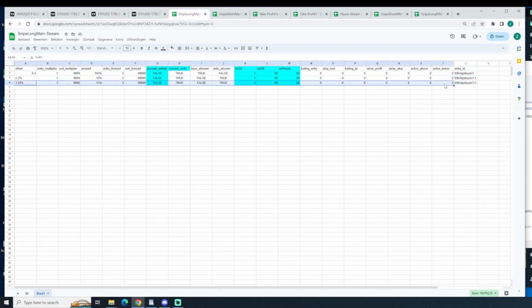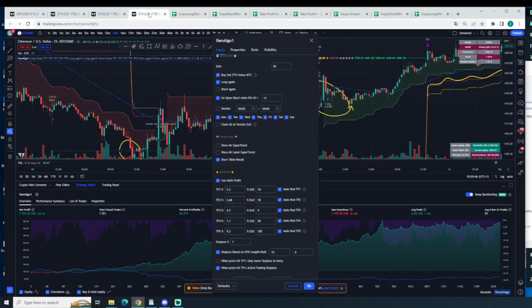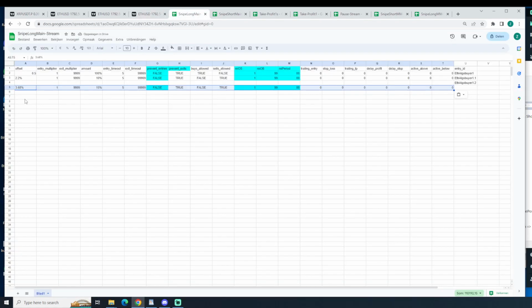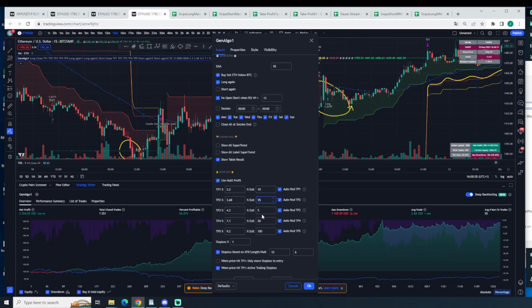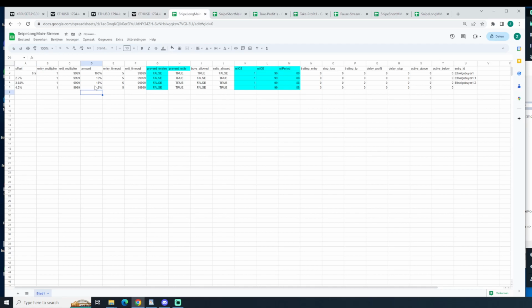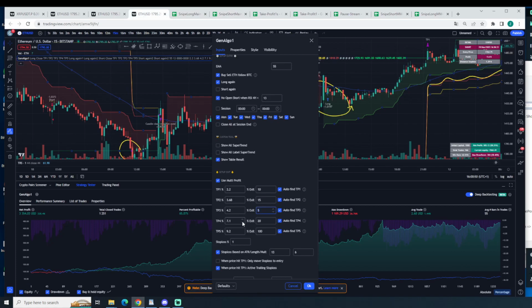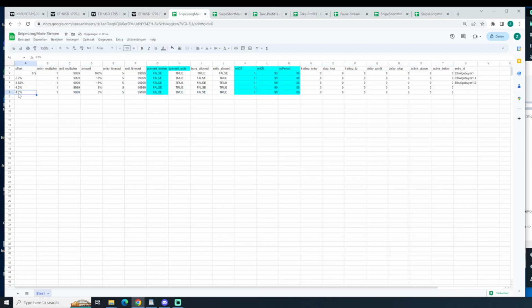Now we continue. We create another one and have a look at how far we should place this. A third one, it's 4.2%. Okay, did I do something wrong here? Yeah, it's 4.2%. And how much percent of our equity do we want to take out on the third take profit? It's 5%. So we change this to 5% and continue to the next one. We can see that that one is 7.1% for 20% of the equity.